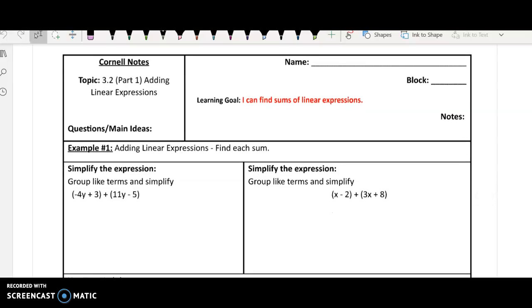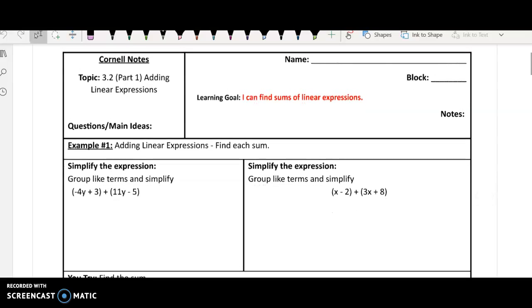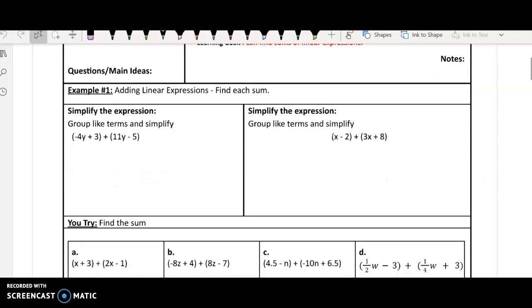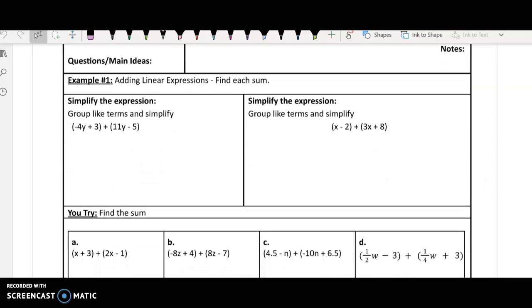All right, 3.2, part 1, adding linear expressions. Adding linear expressions, find each sum.